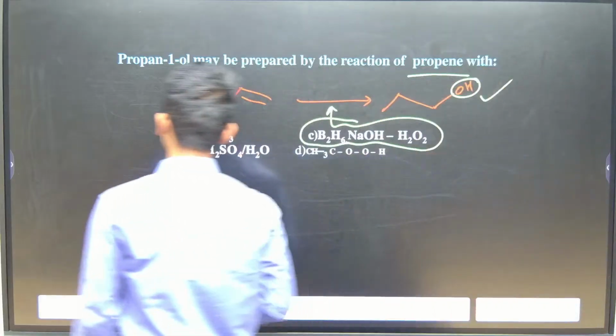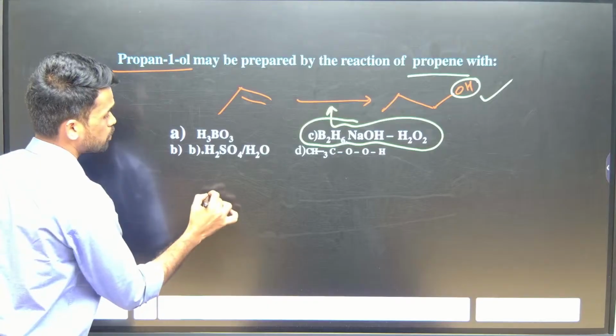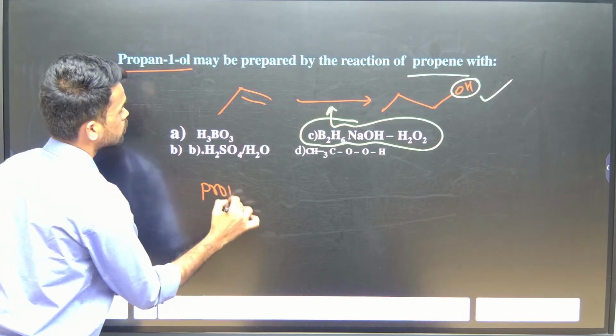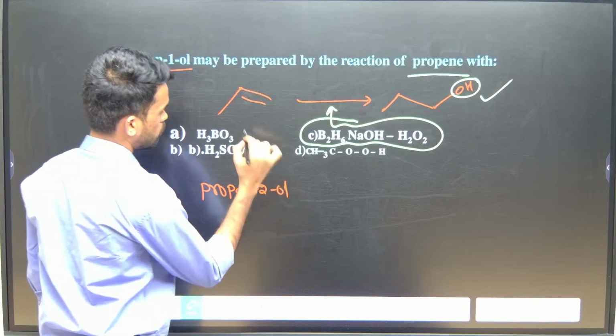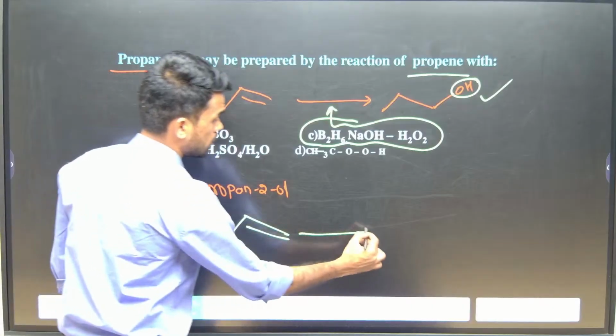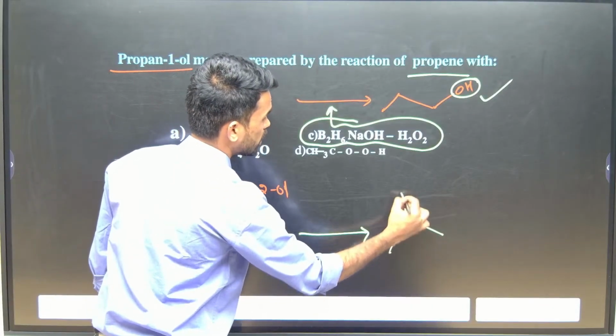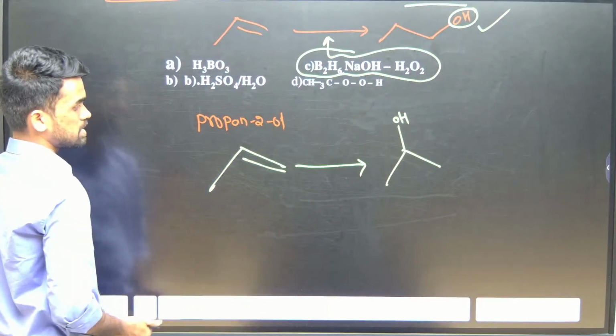Now with the same question, instead of asking propan-1-ol, what if they ask propan-2-ol? Propan-2-ol. So here propan-2-ol means what you need to get? You need to get an OH group over here. So how does it happen, tell me? Yes, it is again easy.